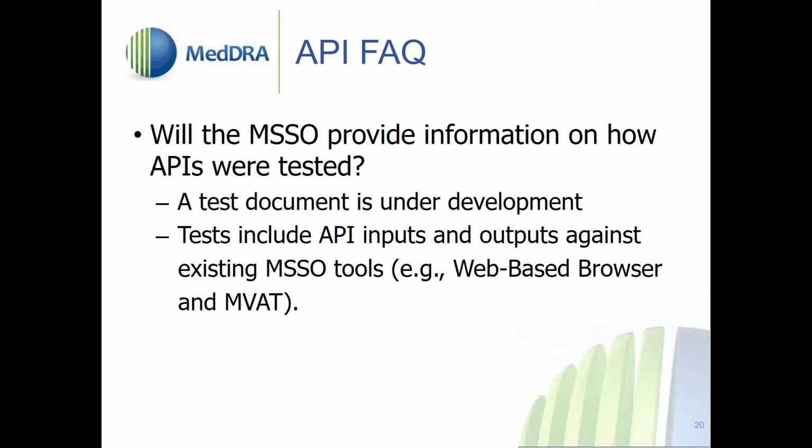We are in the process of developing a test document to explain how the APIs were tested. It's not ready for external consumption, but essentially the document will provide a list of the inputs and outputs that we tested against our existing tools, which do not at this point use the APIs. This is how we validated that the output was identical to the current tools, which of course we rigorously tested.